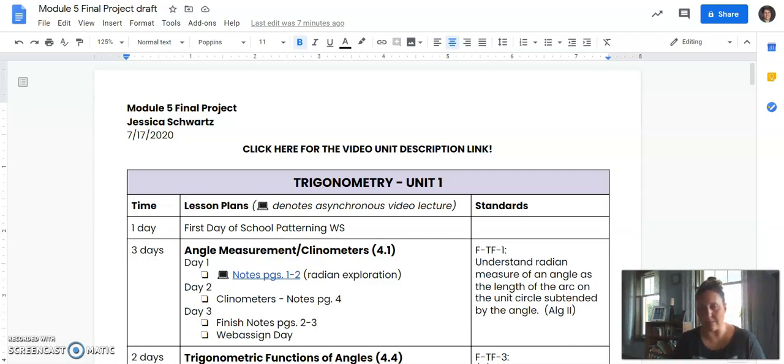I feel like my unit has good flow, and I feel like, according to the Danielson outcomes, the main ones that I accomplished were probably designing coherent instruction and establishing a culture for learning. And I feel like every piece of my unit builds on the previous one, and I also want kids to know that learning doesn't have to happen just within the four walls of my classroom, and that it can happen anywhere and any time.